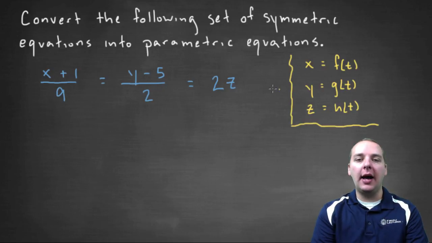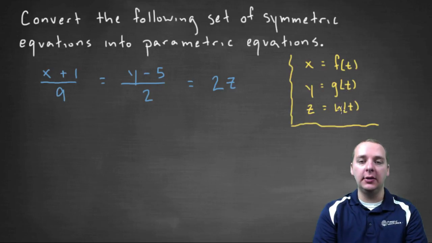Now, if you remember how to go the other direction, it was actually pretty straightforward. If you had a line written in parametric form, you would solve for t, and once they're all three set equal to t, then you would set all three of them equal to each other to get your symmetric equations. Well, we're going to do just the opposite to put it back into parametric form.